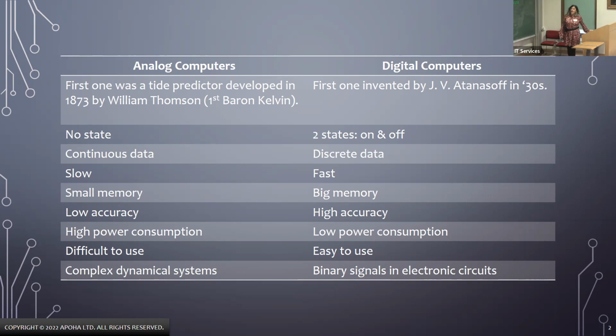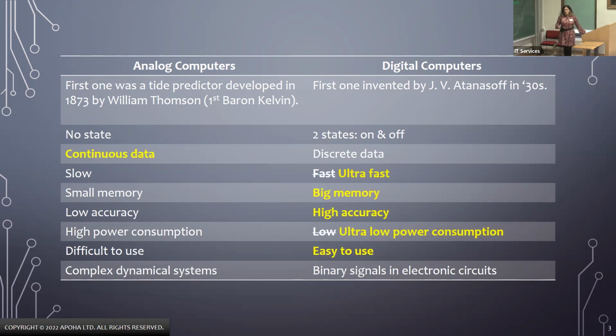Okay, now I practically finished listing the advantages of current analog computers, because all the other advantages are owned by the digital computers. Indeed, digital computers are fast, have big memory, have high accuracy, use low power, and they are easy to use because they are based on binary signals in electronic circuits. On the other hand, analog computers are slow, have no memory, and so on and so forth. They are also difficult to use because they are based on complex dynamical systems.